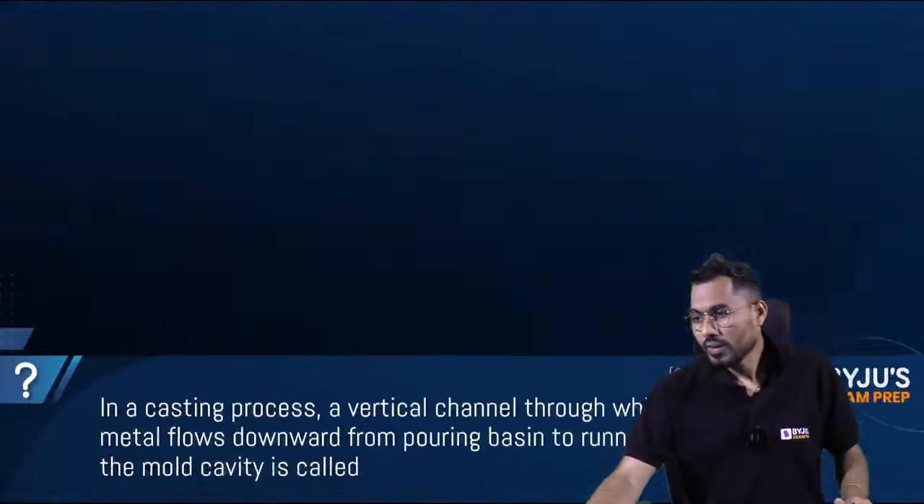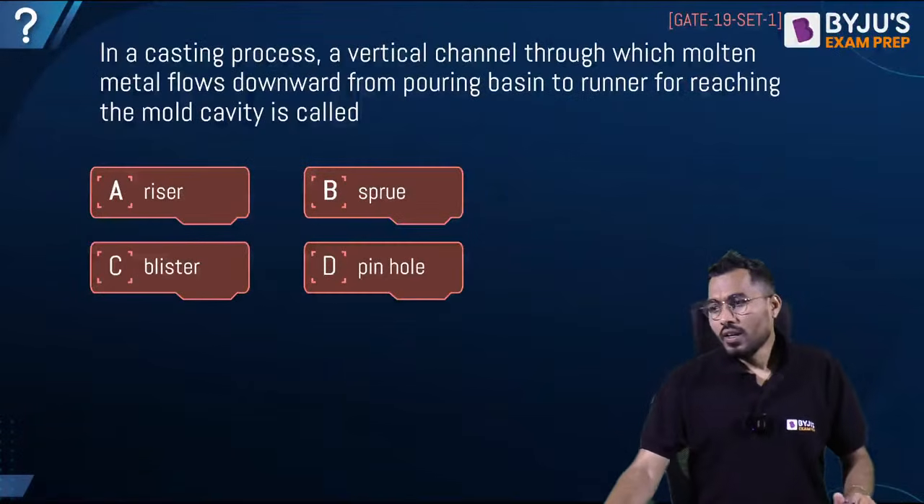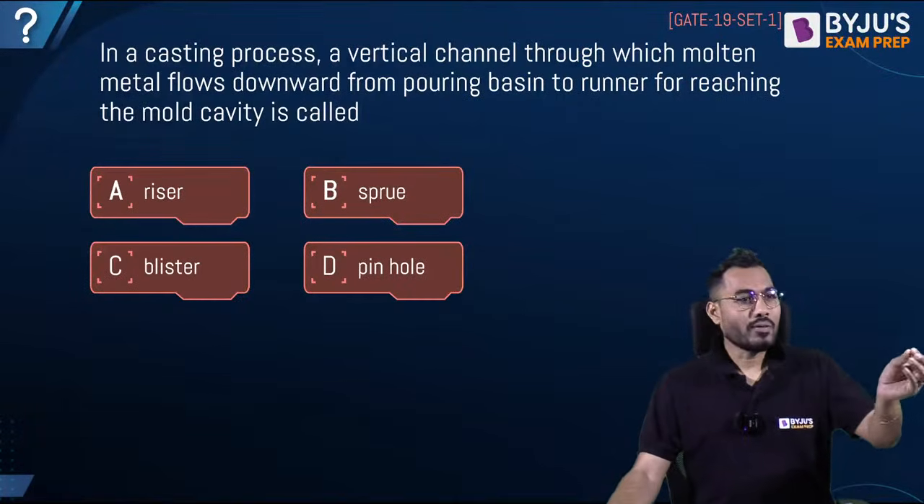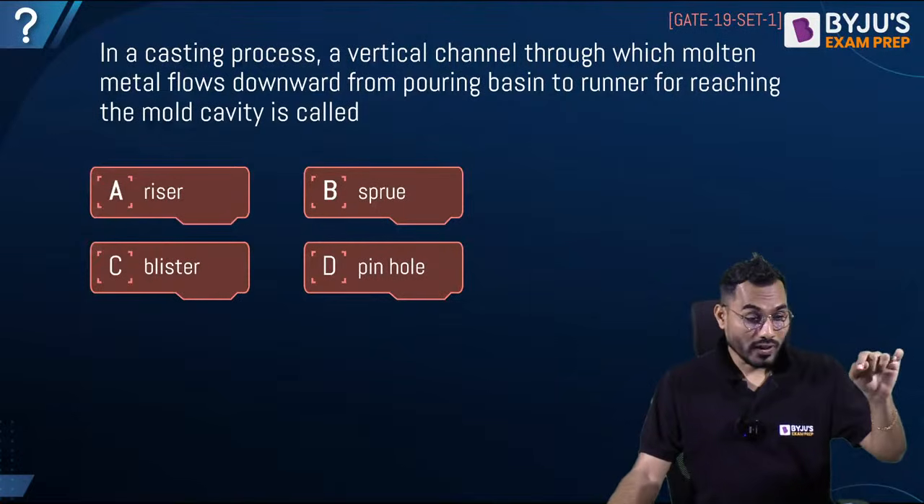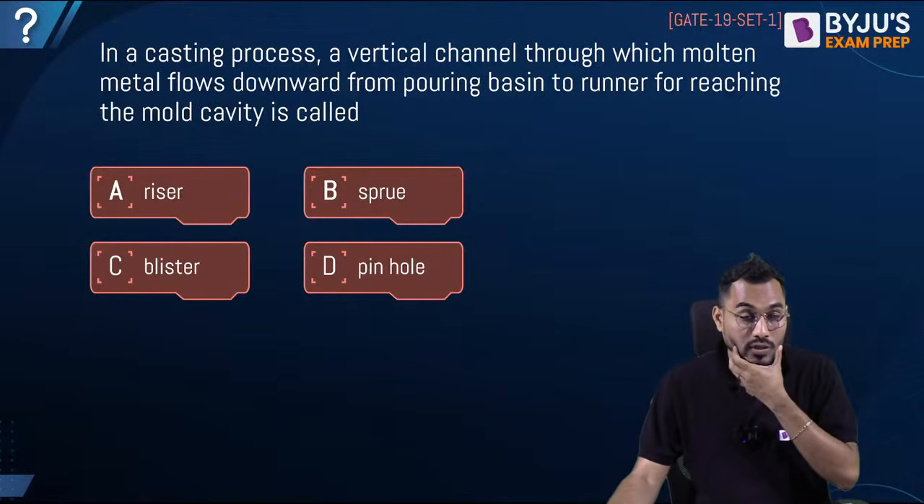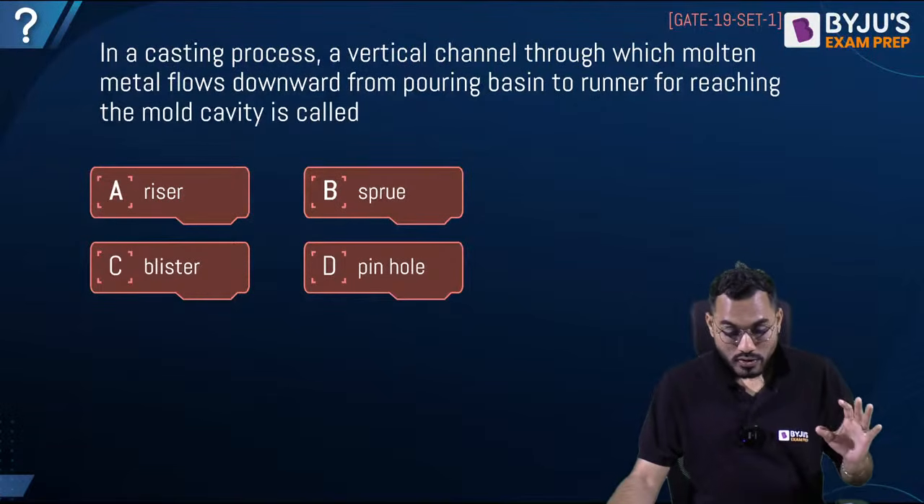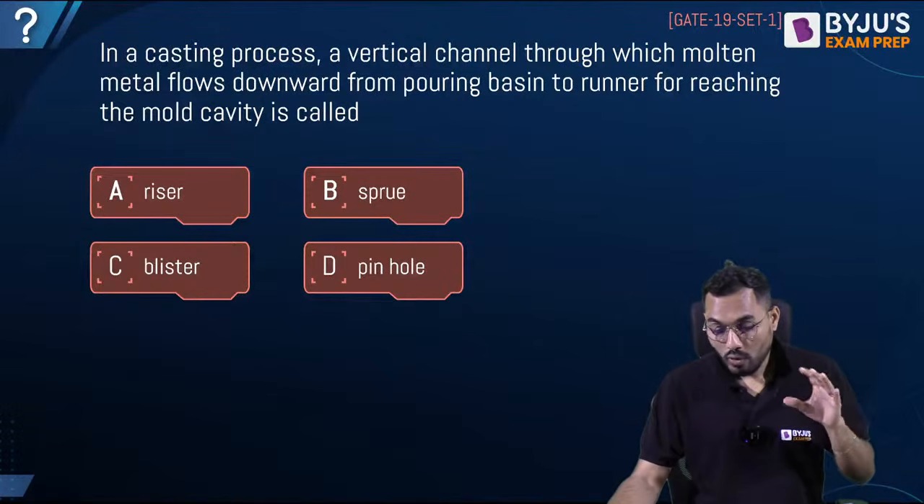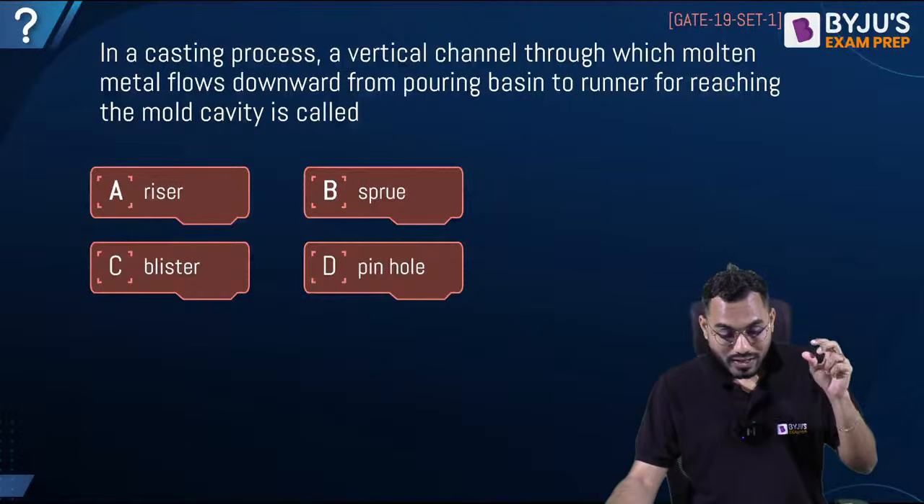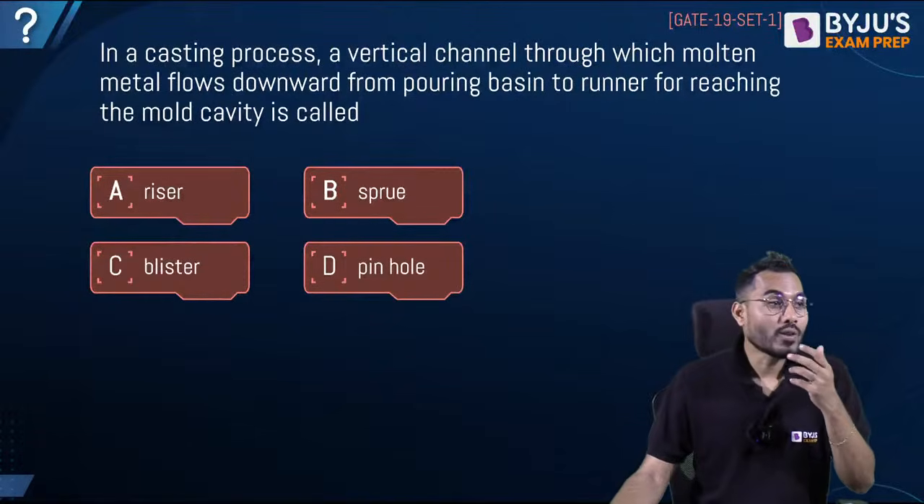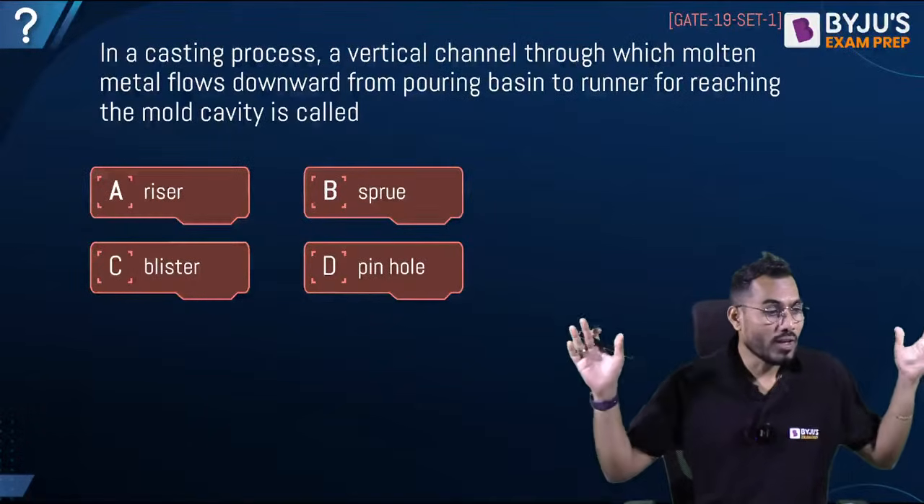Right, fine. Next question. Let's say this question was asked in the GATE examination. In a casting process, the vertical channel through which molten metal flows downward from a pouring basin to the runner for reaching the mold cavity is called what? You tell me that.